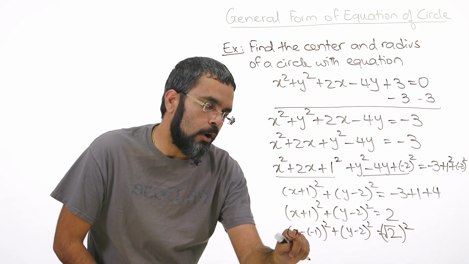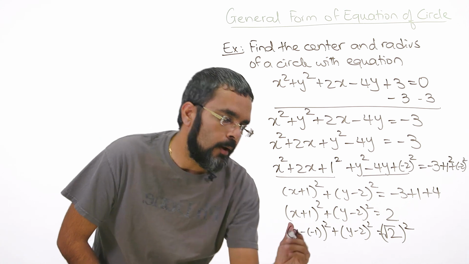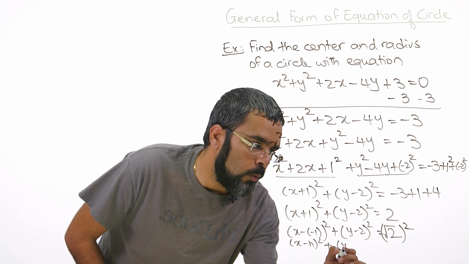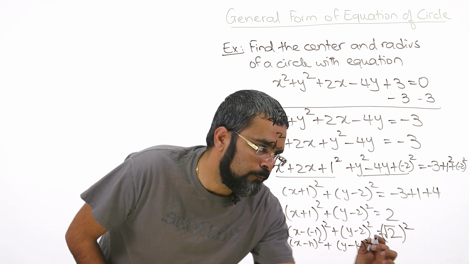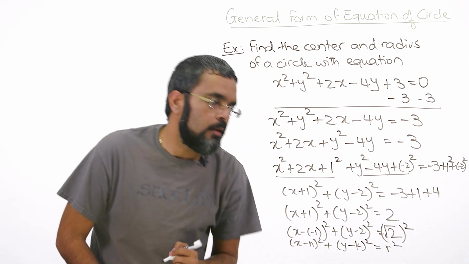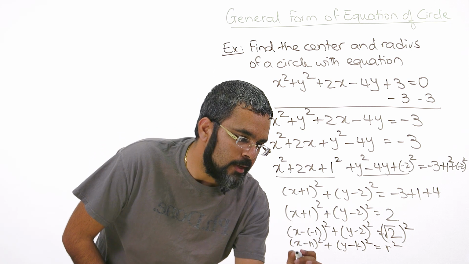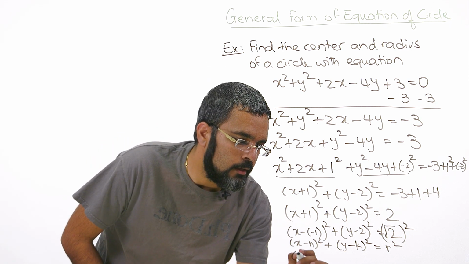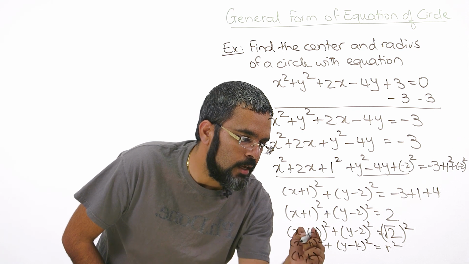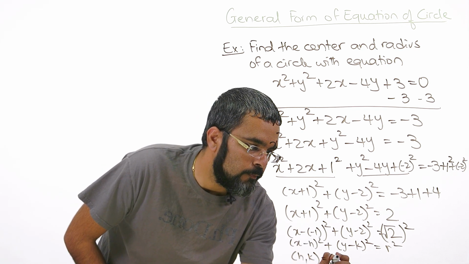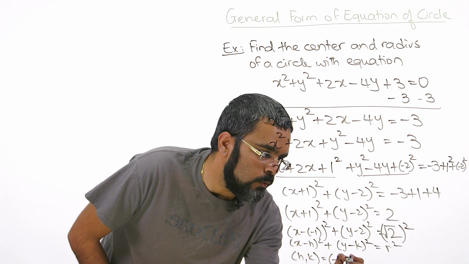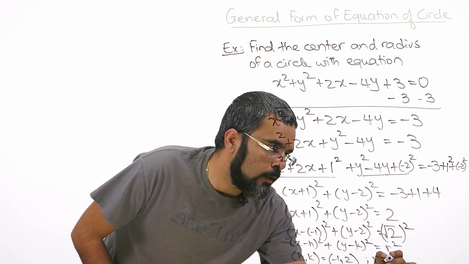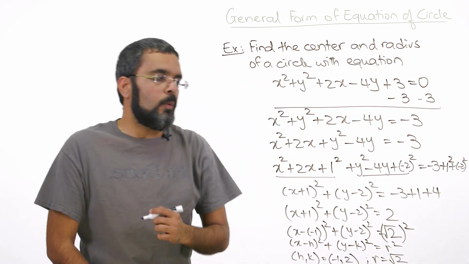Now these are in the form x minus h squared plus y minus k squared equals r squared. So if you just compare, I have my center, which is (h, k), and that center is going to be h is negative 1 and k is 2, and my radius of the circle is going to be square root of 2.